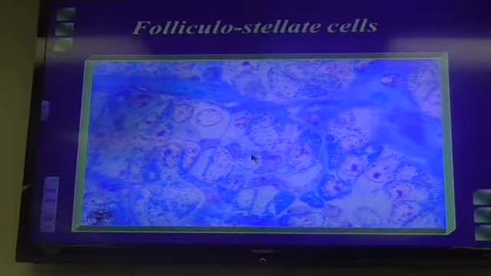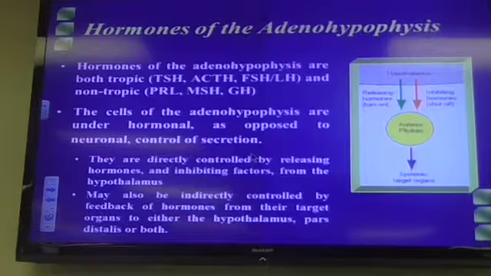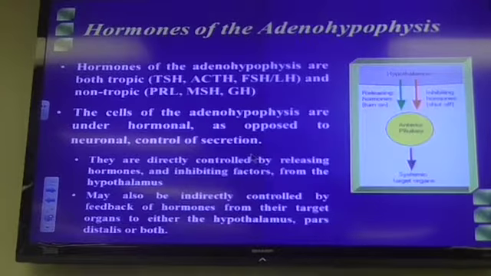Okay, now the hormones of the adenohypophysis are both trophic, and what does trophic mean? Stimulates another endocrine organ, like thyroid stimulating hormone, adrenocorticotropic hormone, your FSH, LH, which are your gonadotropic hormones, and your non-tropic hormones would be prolactin, melanocyte stimulating hormone, and also growth hormone.